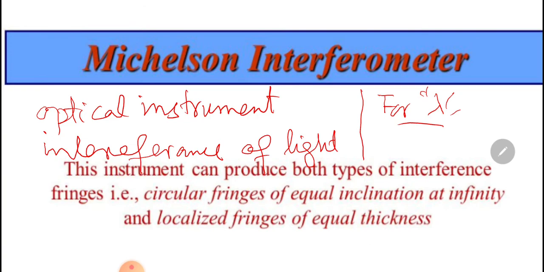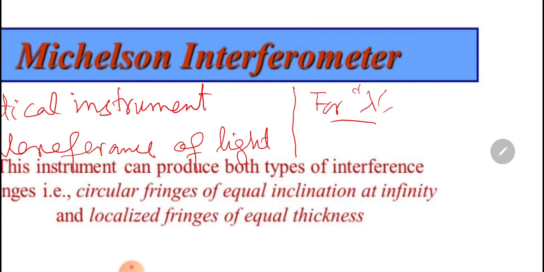Again, the principle of the Michelson interferometer is based on the division of amplitude, usually by partial reflection and transmission of light at the boundary of the two media. The essential parts of the interferometer devised by Michelson are the two plane mirrors M1 and M2. For example, come to the next page.